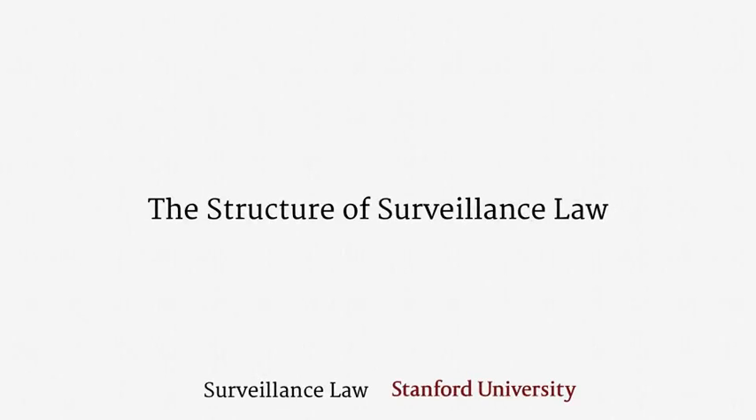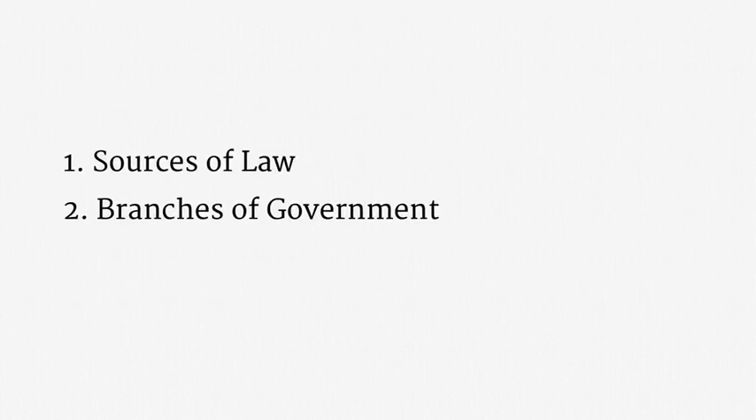Welcome back. This lecture sketches the structure of the American legal system as it relates to government surveillance. There are three topics that I'd like to tackle. First, the various sources of surveillance law that we'll encounter throughout the course. Second, the branches of the federal government and the role each plays in surveillance. Third, federalism, that is, the relationship between federal and state governments on surveillance issues.